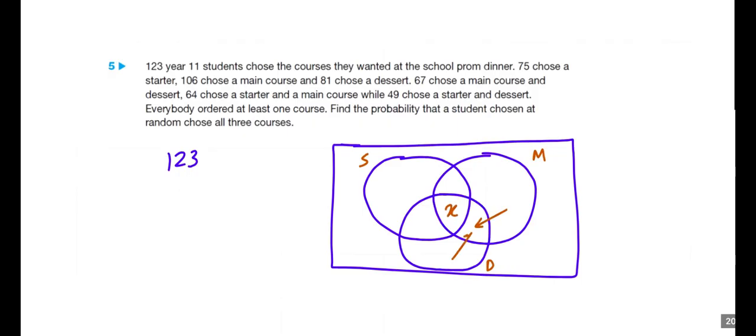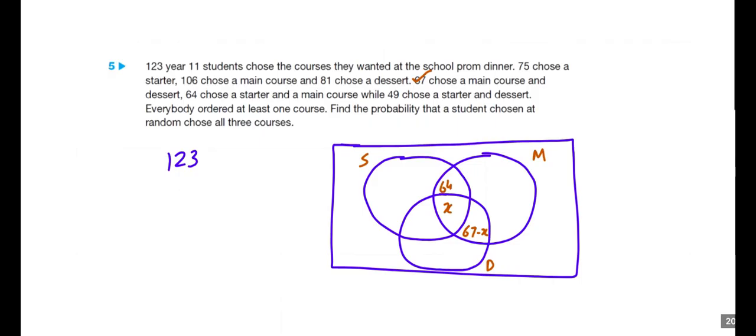What do you think? 67 in this whole area, and this is X. So how much is in this then? Use basic logic. 67 take away X. Exactly. Good. Now, let's keep continuing. So we've covered this part. Let's tick it. Now, 64 chose a starter and main, which means that there's 64 people in this area. So how many people are in this area? 64 take away X.